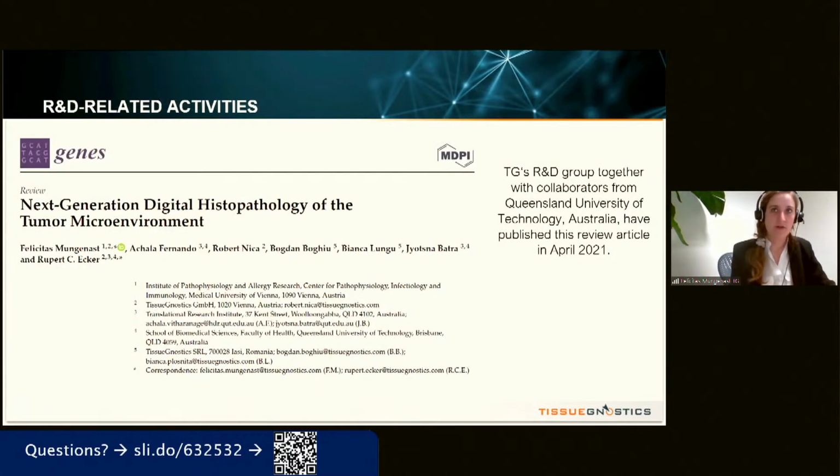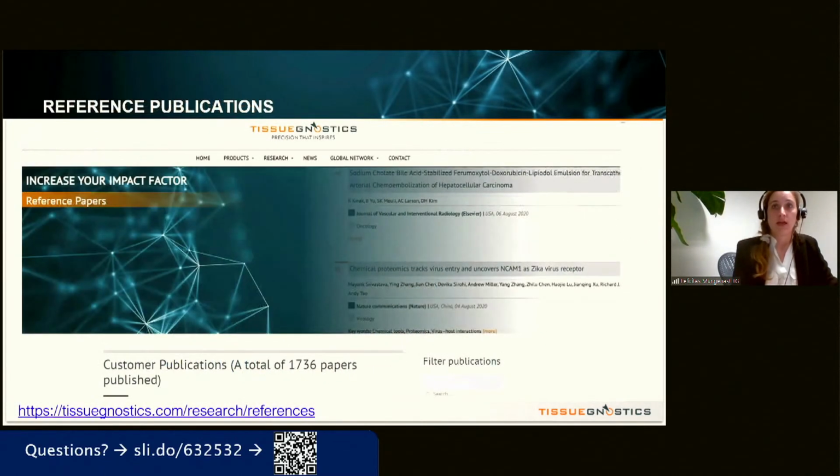If you are further interested in tissue cytometry, we recently published a review together with collaborators from Queensland University of Technology, Australia, summarizing various applications of tissue cytometry in research, with the main focus on immuno-oncology research. I would also like to invite you to have a look at our website, TissueGnostics.com, where you can find a searchable database of all publications that utilized the strength of TissueGnostics tissue cytometry.